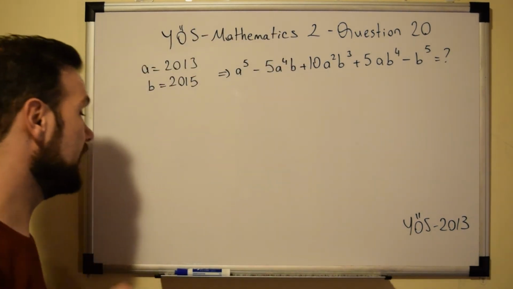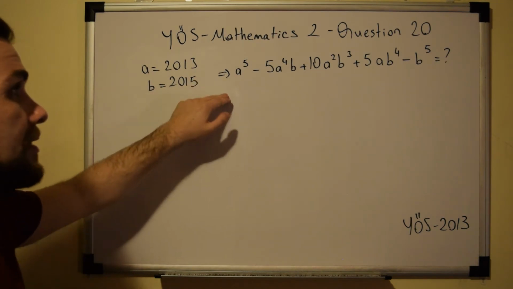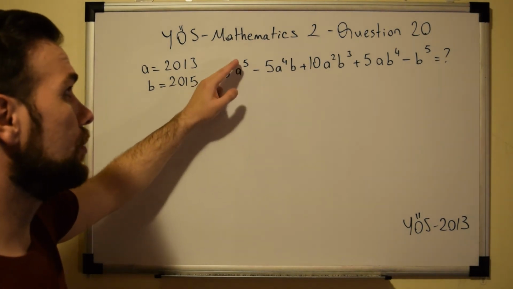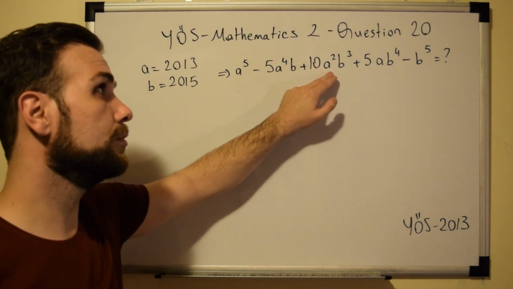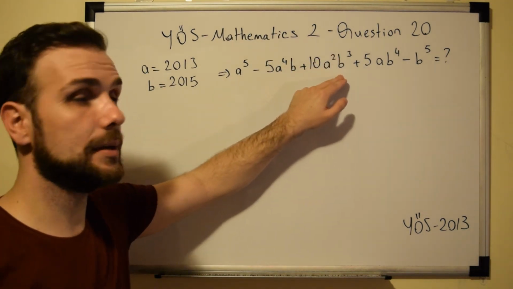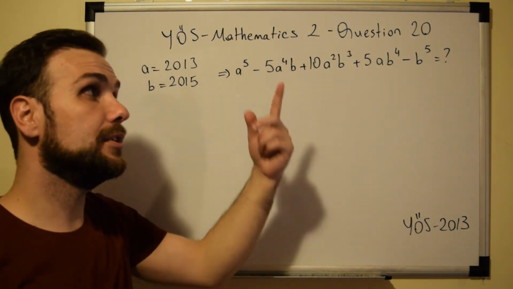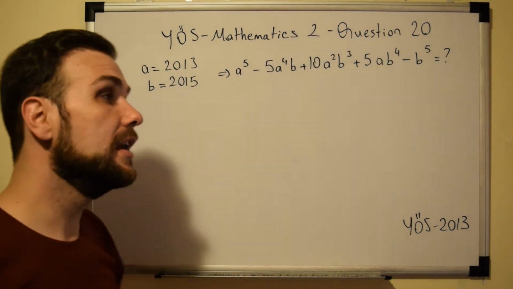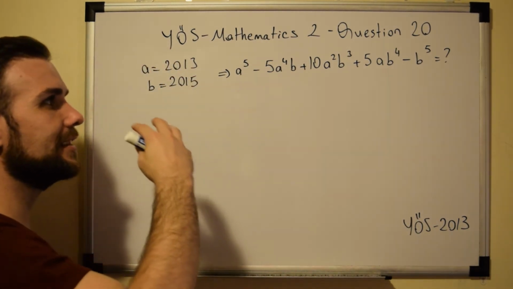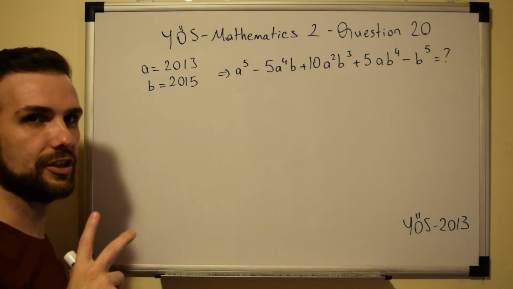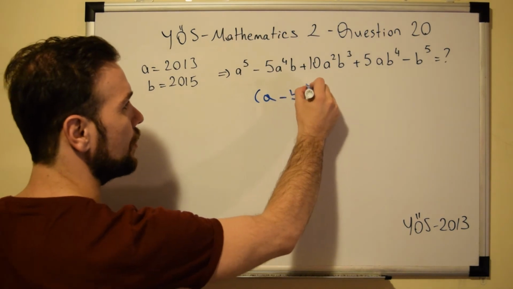In this question we have A is equal to 2013, B is equal to 2015, and we are asked to find the value of the expression A to the power of 5 minus 5 times A to the power of 4 times B plus 10 times A to the power of 3 times B to the power of 2, minus 10 times A to the power of 2 times B to the power of 3 plus 5 times A times B to the power of 4 minus B to the power of 5. When we see this expression, we should immediately understand that we are dealing with binomial expansion. What is another way of writing this expression? It is A minus B to the power of 5.